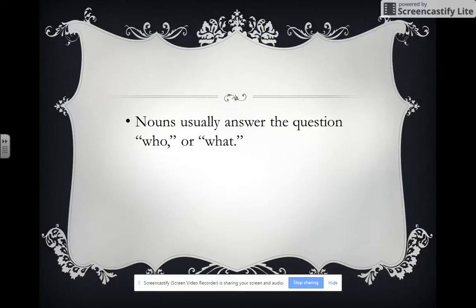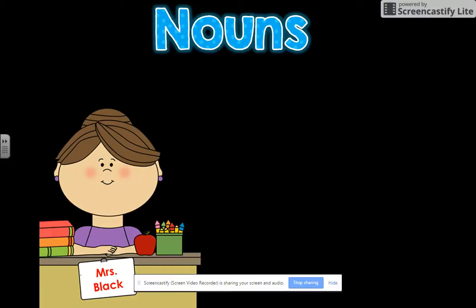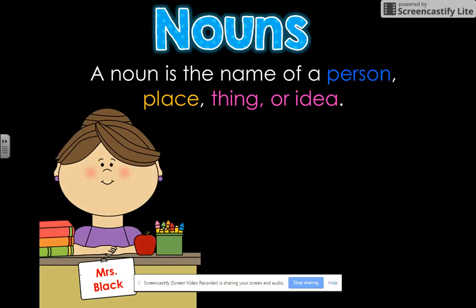All right, so with that being said, there's a few ways that we can figure out what a noun is in a sentence. First of all, nouns usually answer the question who or what. Another way we can figure out what a noun is, and this is probably the way that everybody has heard before, is by thinking about the definition. The definition of a noun is it names a person, place, thing, or idea.